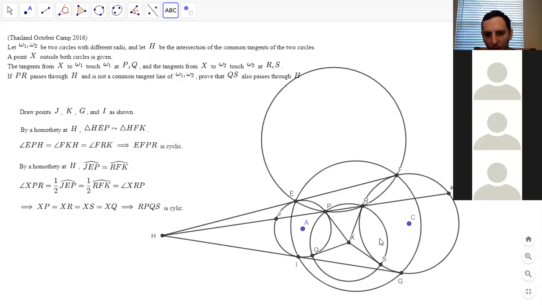Okay. So SRK will be a half of arc SK, right? Yeah, and we will go back to angle EQP, right? Angle EQP will be equal to angle EJP, right? Yeah, and that will be FRK, right? And that will be a half of arc FK, right? Yes.